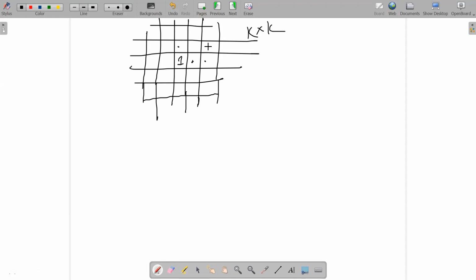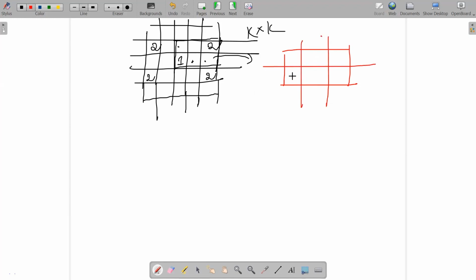If knight 2 is present here, or here, or here, I can say there can be a 2 cross 3 board as well. Am I correct? For such configuration, there can be a 2 cross 3 board as well. Is it true? This is a 2 cross 3 board. So one knight can be present here, 2 can be here, one knight can be present here, 2 can be here. Right? So there are two configurations again.